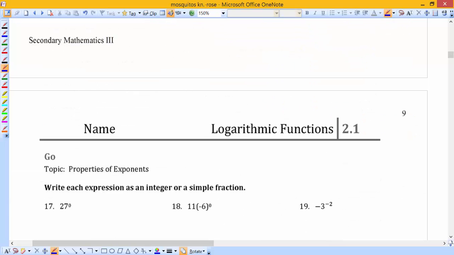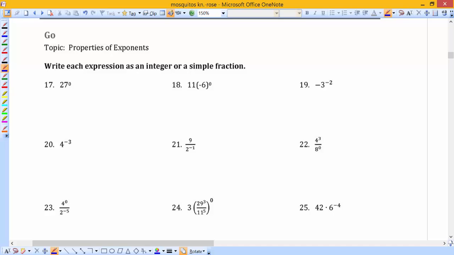All right, the last part, the go. We are going to write each expression as an integer or a simple fraction. What this means is you are not allowed to have exponents. Exponents should not be left here, so you want to get rid of them. Please try not to use a calculator for these. Use your knowledge of exponents. You always want to get rid of your exponent first. There is a difference between parentheses and no parentheses. Make sure that you're getting rid of your negative exponents, all those kinds of things.